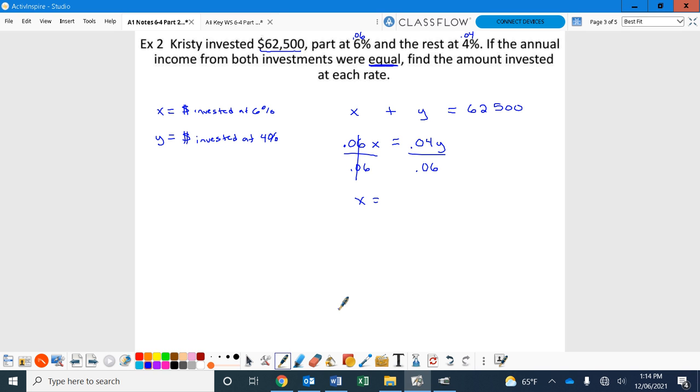Guys, because it repeats like that, don't make your life hard. If you get an ugly number like that, you would have to round to get the answer. Go back and instead of dividing both sides by 0.06, divide both sides by 0.04 and just go the other way. Cancel that one out. Let's see if that one works. What's 0.06 divided by 0.04?